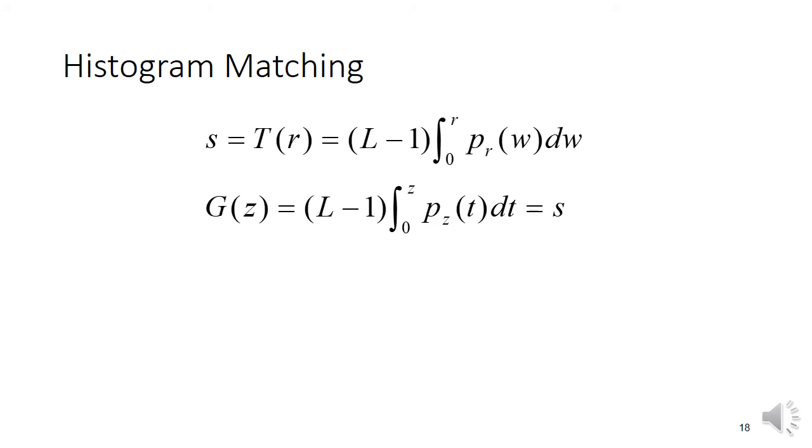So in histogram matching, we know these two formulas. The first one is the output s, obtained after the transformation applied on r, which is equal to (L minus 1) times the integral from 0 to r of p_r(w) dw. Similarly, for z, the maximum value is L minus 1, and we integrate from 0 to z of p_z(t) dt, which is actually the output function. So actually we have to obtain this.